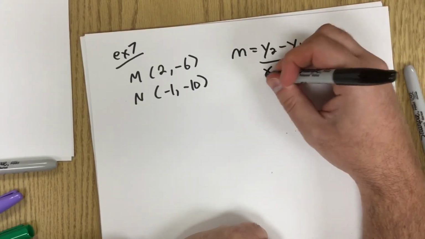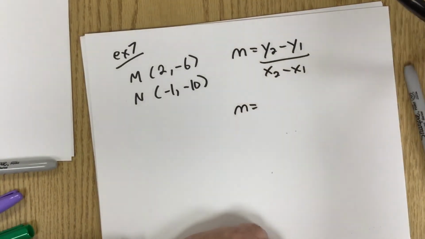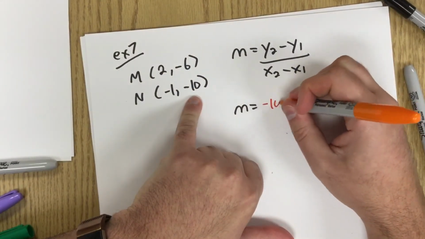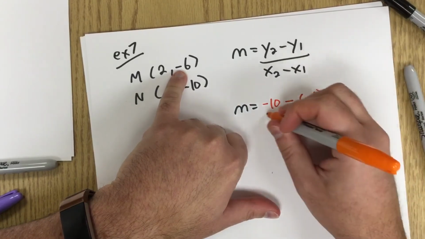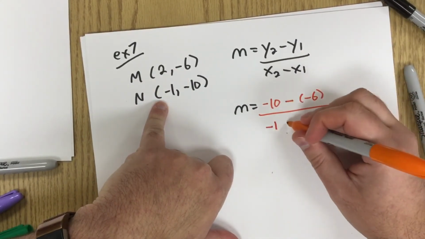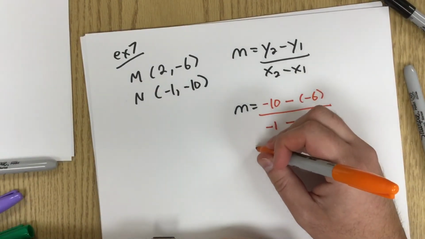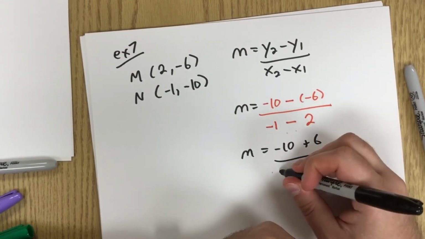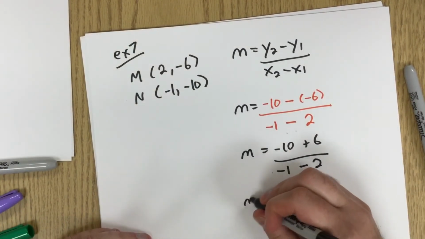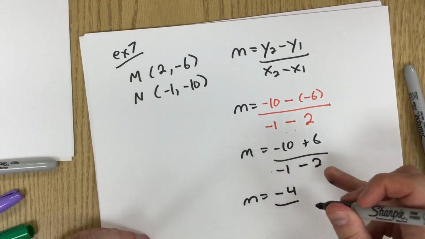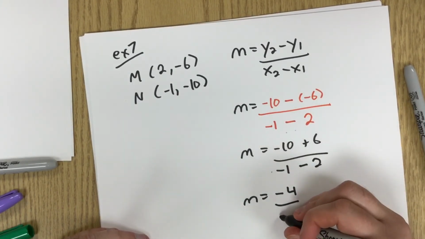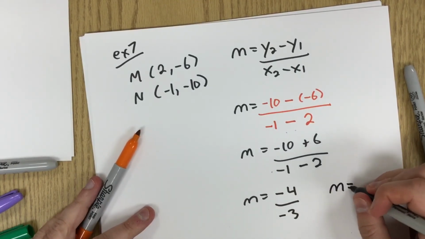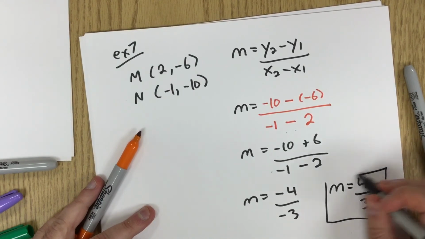y2 minus y1 over x2 minus x1. Let's do this one really fast. So I'm going to say in my head x1, y1, x2, y2. So y2 is minus 10 minus 6 over x2 is negative 1 minus x1, which is 2. So m is minus 10 plus 6 over negative 1 minus 2. Negative 10 plus 6 is negative 4. Negative 1 minus 2 is negative 3. And when you have a negative over negative, it becomes a positive. So the slope here is 4/3.